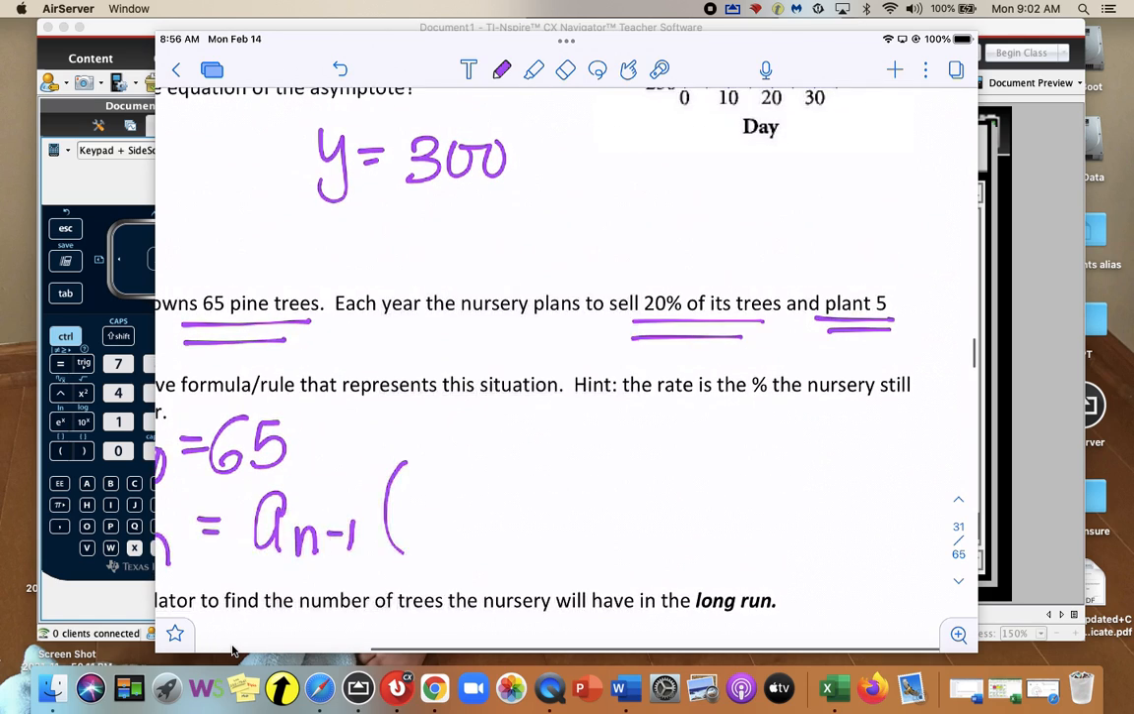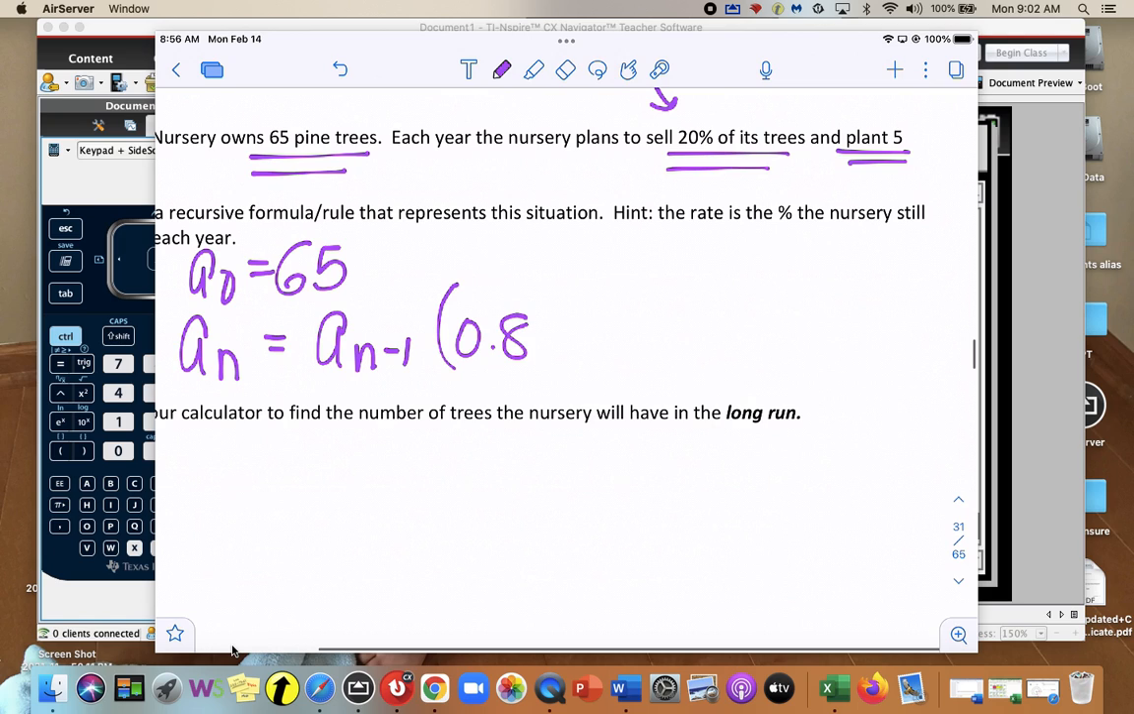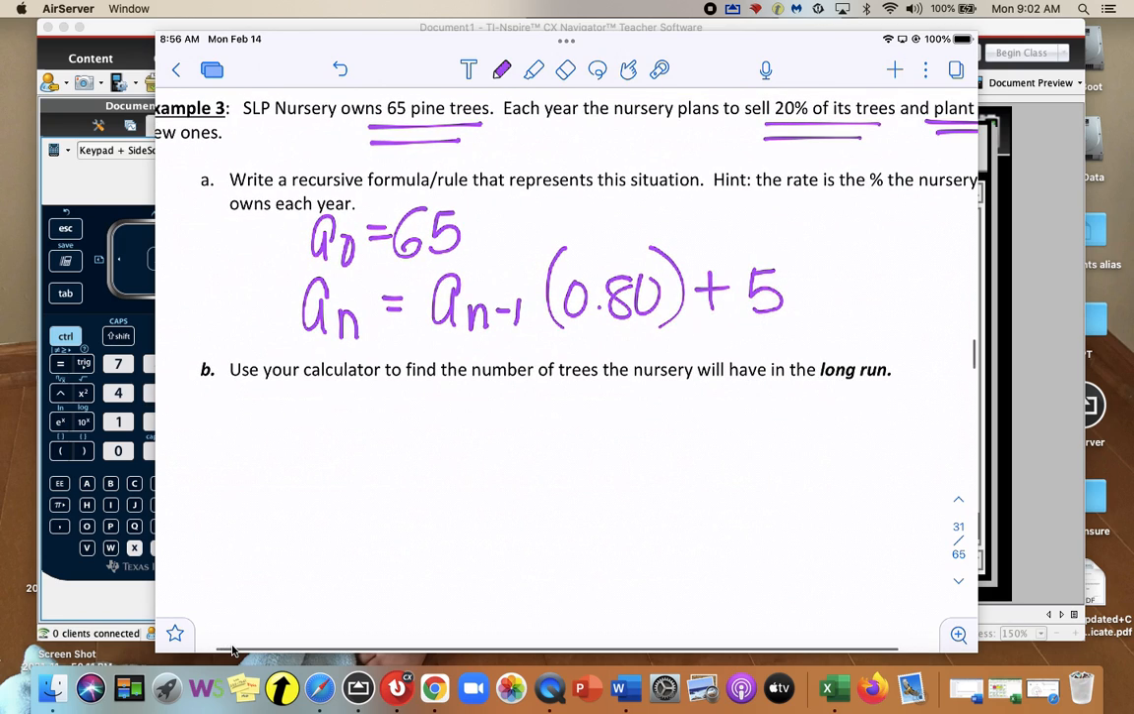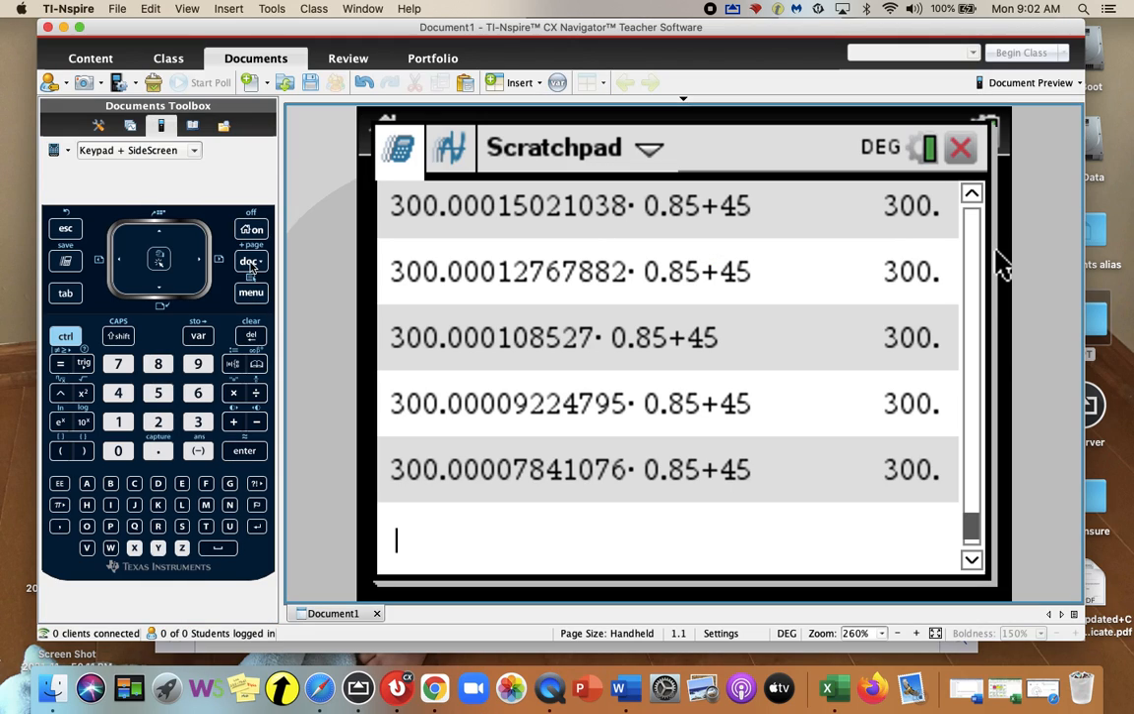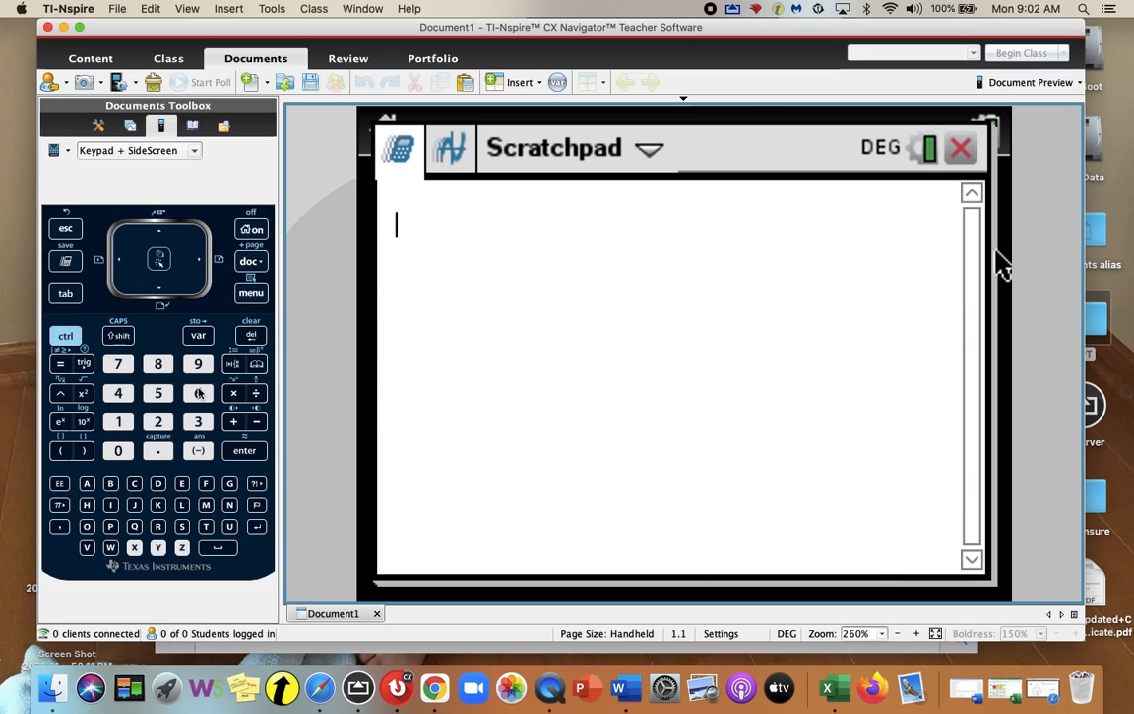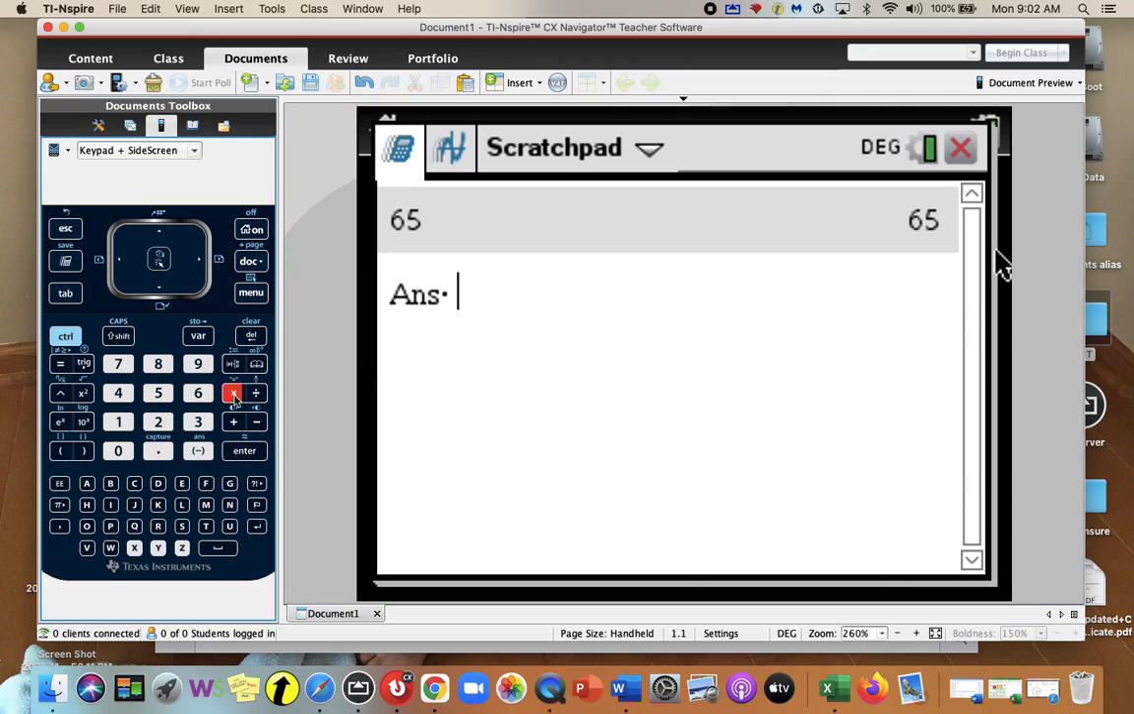And if we're selling off 20%, what percent still remains? And that would be 80%. So you have 80% of the trees the year before, but we're planting 5 new ones. So one way that we can do this to figure out, is there a limit, is we can program it into our calculator. So one more time, if I hit 2nd B to clear it, and then this time I'll tell my calculator 65 is the starting value. We take 80% of the year before, and we're going to add 5.